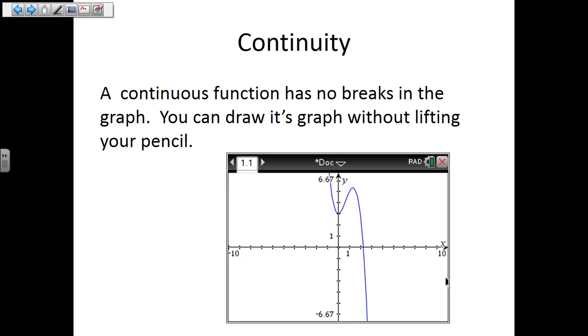So let's talk about continuity first. A continuous function has no breaks in the graph. So one of the best ways to determine if a function is continuous or not is to look at its graph and see if there are any breaks. I always like to say that you can draw its graph without lifting your pencil. So if you can start the graph on the left, draw the curve, get all the way to the right, and never have to pick up your pencil, then that function is continuous.